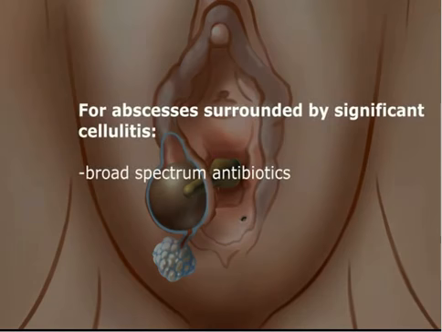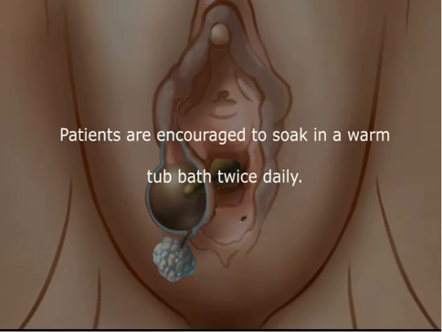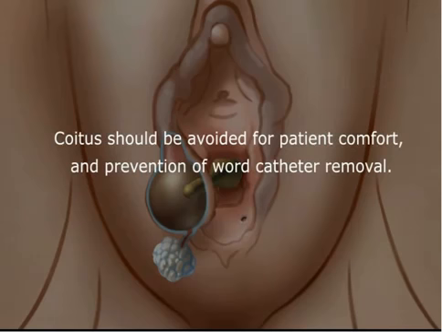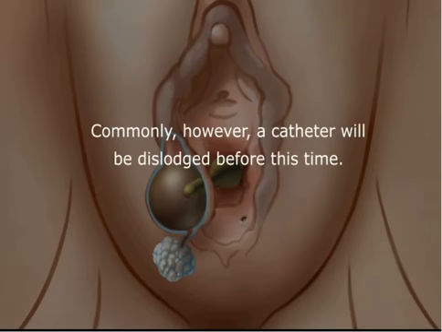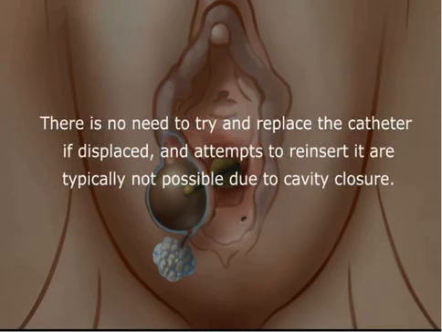Abscesses are typically surrounded by significant cellulitis, and in such cases, broad-spectrum antibiotics to treat a polymicrobial infection are warranted. Patients are encouraged to soak in a warm tub bath twice daily. Coitus should be avoided for patient comfort and prevention of Word catheter removal. Ideally, the catheter is left in place for 4 to 6 weeks. Commonly, however, a catheter will be dislodged before this time. There is no need to try and replace the catheter if displaced, and attempts to reinsert it are typically not possible due to cavity closure.